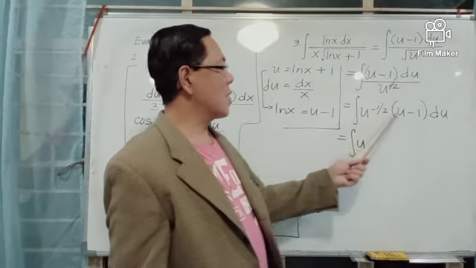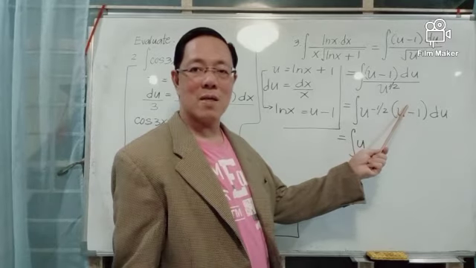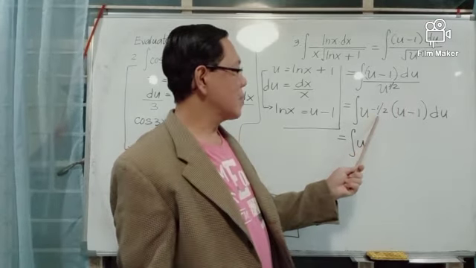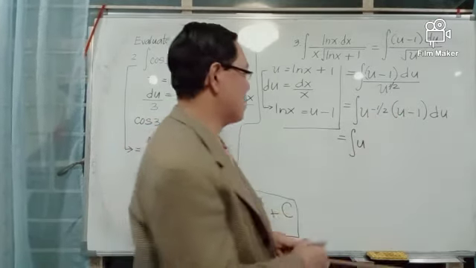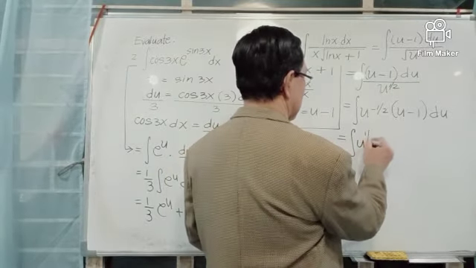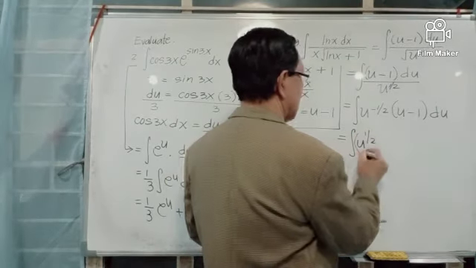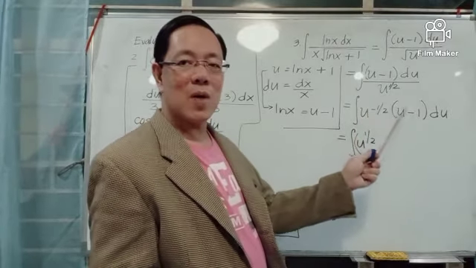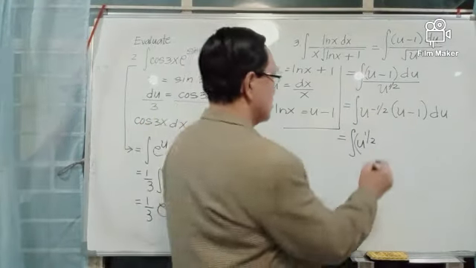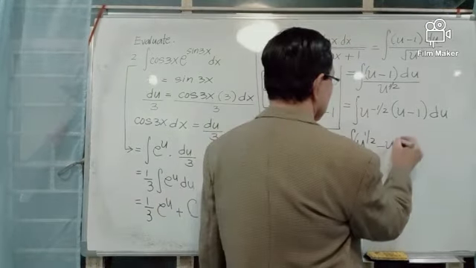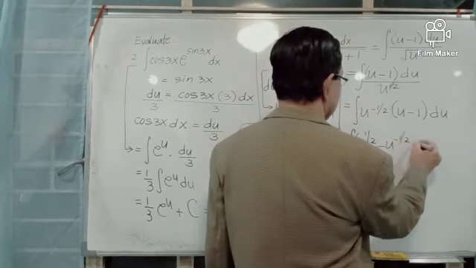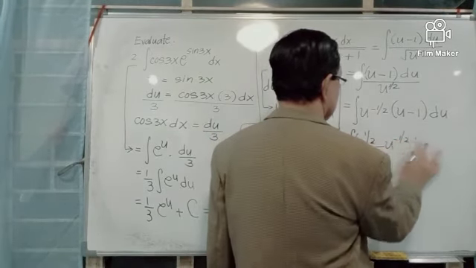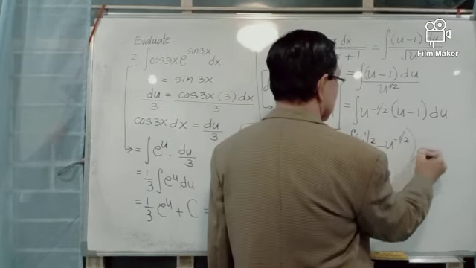This is negative 1/2 plus 1 here, the exponent of u. Negative 1/2 plus 1 is 1/2. Negative 1 times u to the negative 1 half is negative u to the negative 1 half. To integrate with respect to u.